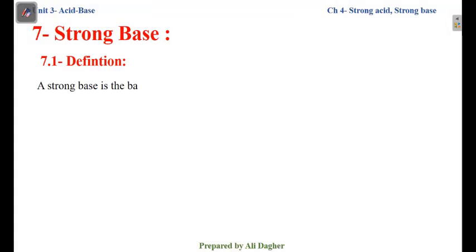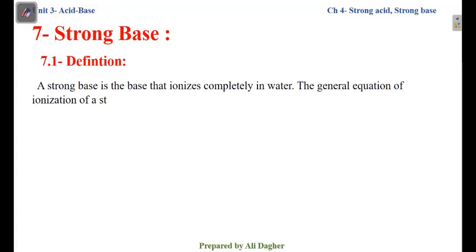Now we can deduce the definition of a strong base. Since NaOH is a strong base and the NaOH is completely ionized, then a strong base is a base that ionizes completely in water. Any base that ionizes completely in water is a strong base.